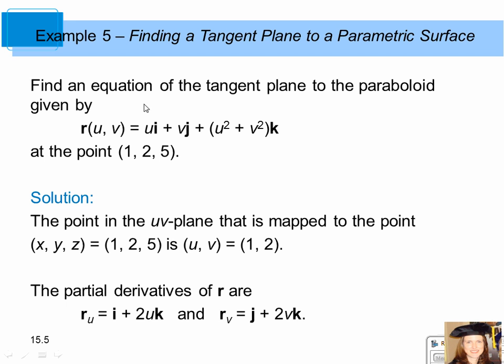When you find the partial derivative of the vector valued function with respect to u, you're going to treat u as a variable, v as a constant, so that partial with respect to u is equal to i plus 2u k. Taking the partial of r with respect to v, treat v as a variable and u as a constant, and that partial derivative is j plus 2v k. You can plug in the values for u and v, which are 1 and 2, to find those vectors, and then you can find the cross product of those to find the normal vector.